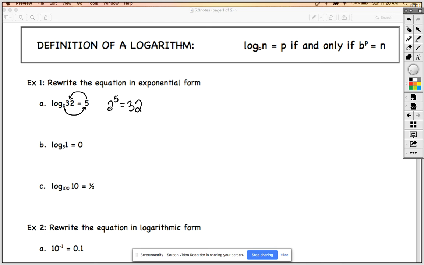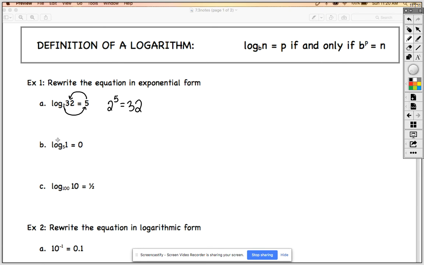And if you typed 2 to the 5th power into the calculator, you would get 32. This is true. So it should always be a true statement when you rewrite it in exponential form. If I had rewritten it like 5 to the second power equals 32, I would know that's wrong, because 5 squared isn't 32. 5 squared is 25. So once you write an exponential form, you should double check and make sure it's true, and then you know you wrote it in the correct form.